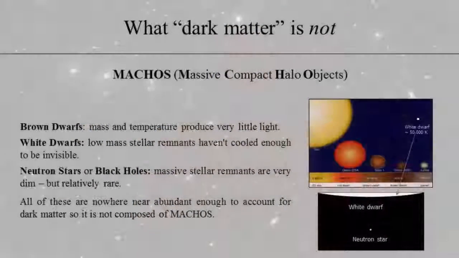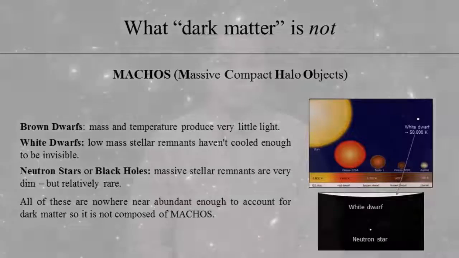How about white dwarfs? We learned earlier in our course that there's probably many, many billions of white dwarfs, the remains of old low-mass stars. Well, once again, even though they're quite dim, there simply isn't enough of them. How about neutron stars or black holes? They hardly give off any light at all. Once again, there's not nearly enough of them. So it appears that dark matter is not actually composed of large objects like stars.